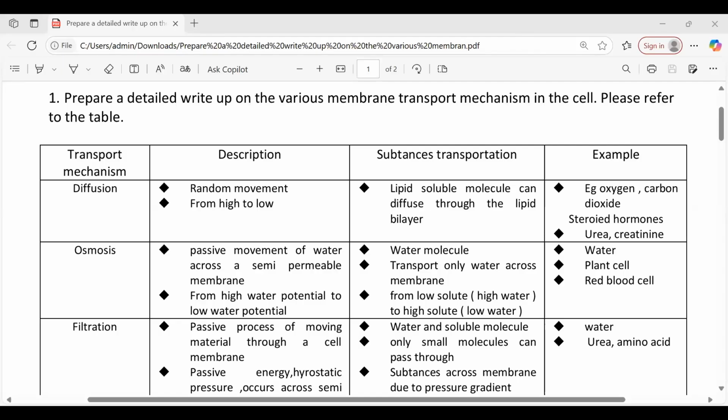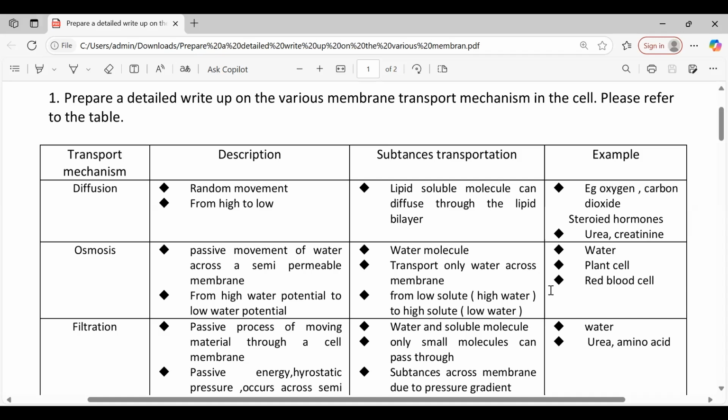Hello, good evening. I am Mefoni. I will present the last question, which is the third question. For this question, I'm sorry, I deliberately used Microsoft Word to expand so that we can see everything at once. The question is to prepare a detailed write-up on the various membrane transport mechanisms in the cell. Please refer to the table.